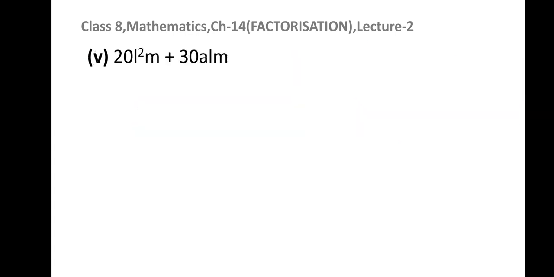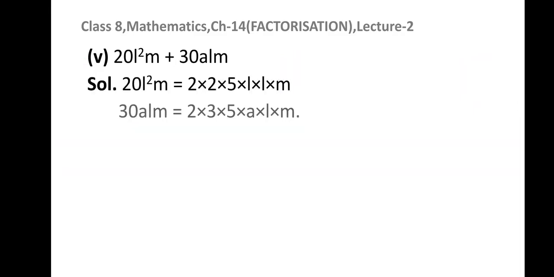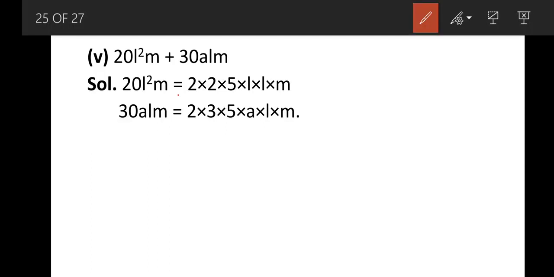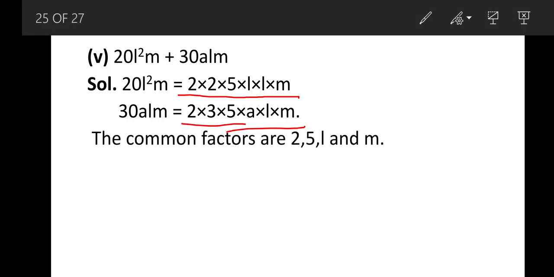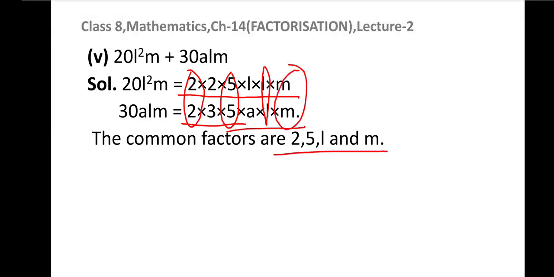Fifth part is 20 L square m plus 30 A L m. So I have written the factors: 2 into 2 into 5. L square was there, so L written twice, into m. Likewise 2 into 3 into 5 into A into L into m. So what are the common factors? This 2 is common, this 5 is common, this L is common, and this m is also common. So 2, 5, L and m are the common factors.